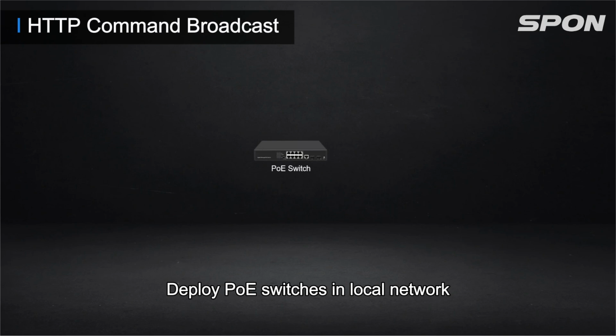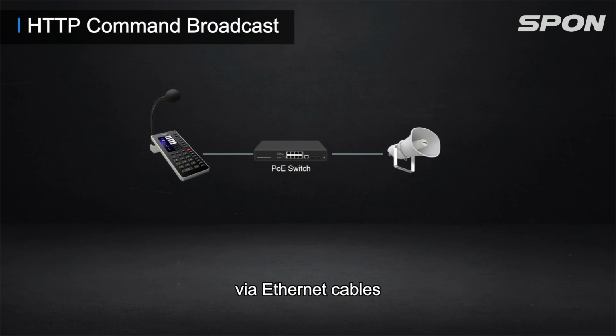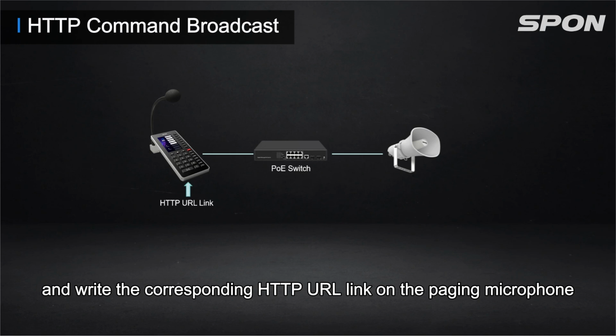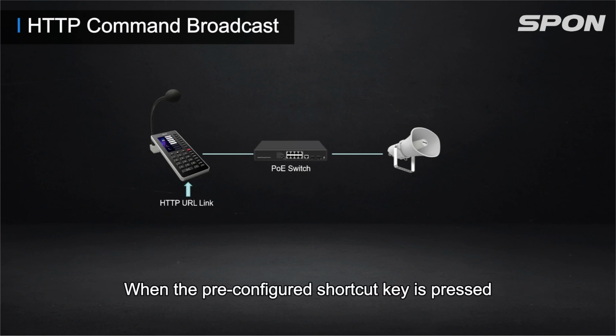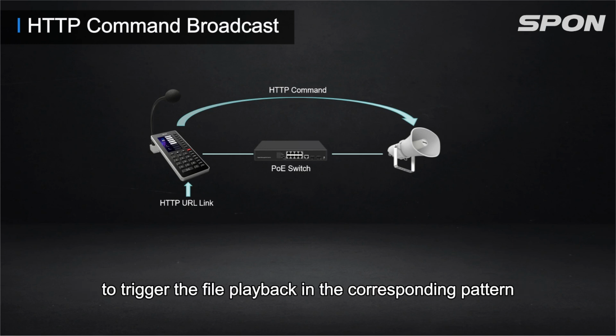Deploy PoE switches in the local network. The microphone and PoE speakers are connected to the PoE switch via Ethernet cables. Preset the pattern in the PoE speaker, and write the corresponding HTTP URL link on the paging microphone. When the pre-configured shortcut key is pressed, the microphone will send an HTTP command to the PoE speaker to trigger the file playback in the corresponding pattern.